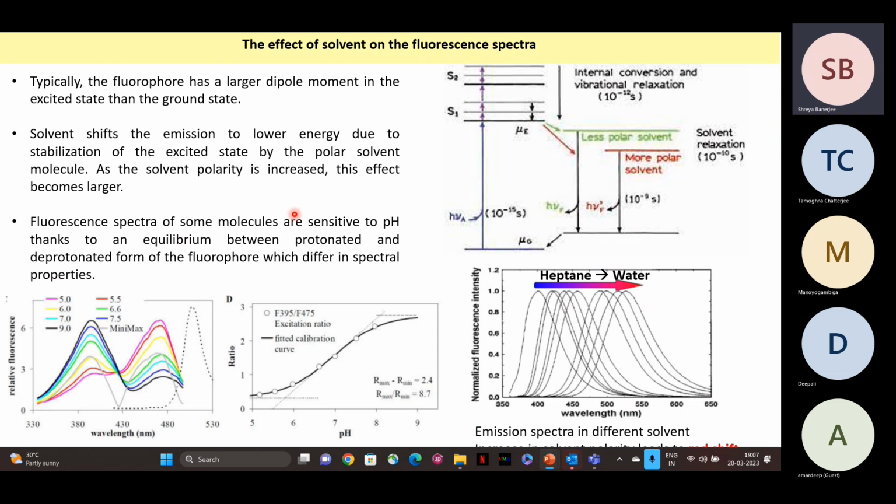Again, fluorescence spectra of some molecules are very sensitive to pH due to an equilibrium between protonated and deprotonated form of the fluorophore. If you look at this particular fluorescence spectra at different pH, pH has been changed from 5 to 6 to 7 to 9. The fluorescence spectra is also changing. So fluorescence can also be used as an indicator of pH. Looking at that particular spectra, we can predict what is the pH of the solution.